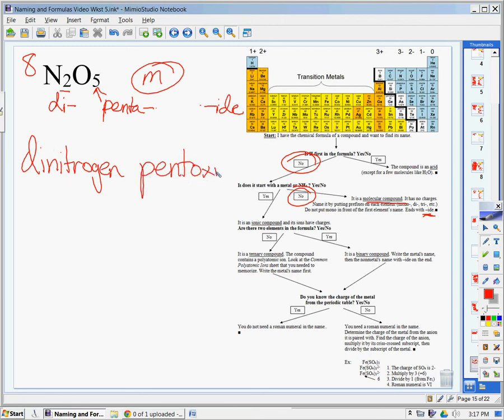pentoxide. Why not pentaoxide? Well, if you wrote the A, I wouldn't mark it wrong, but it sounds better to just say pentoxide than pentaoxide. It's just a chemist's thing. Don't worry about it. There's no A, but if you put the A, I'm not going to mark it wrong.